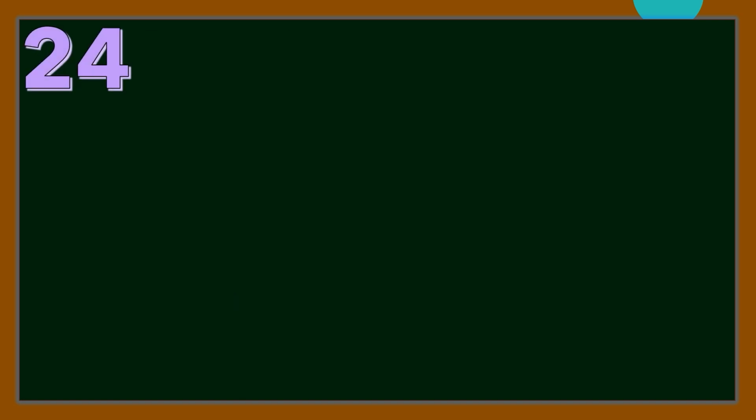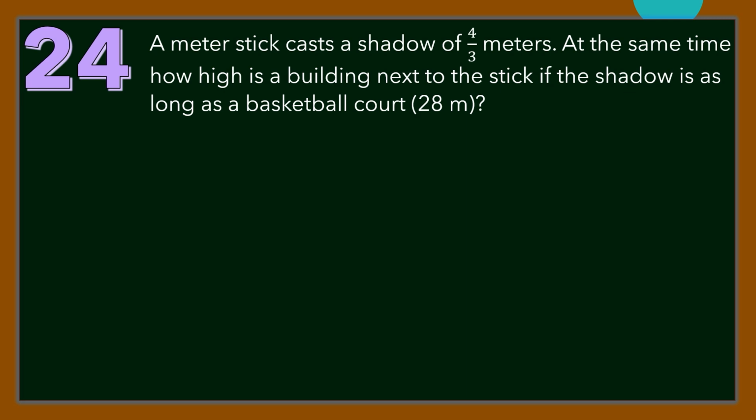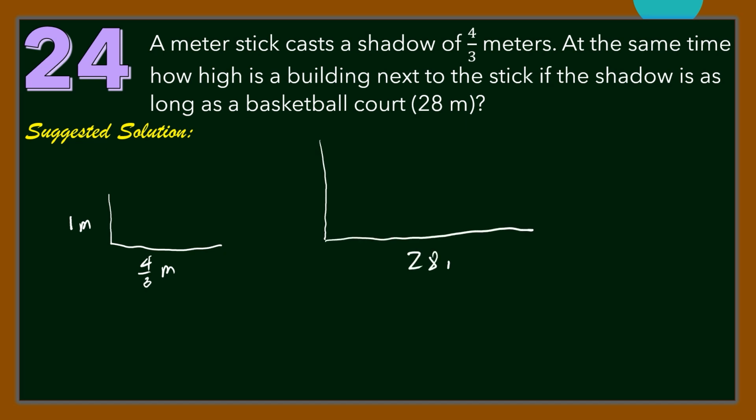Number 24. A meter stick casts a shadow of 4/3 meters. At the same time, how high is a building next to the stick if the shadow is as long as a basketball court, which is 28 meters? For our solution, we're going to use similar triangles. For the first right triangle, we have a meter stick which casts a shadow of 4/3 meters. Then, next to it is a building that casts a shadow of 28 meters.